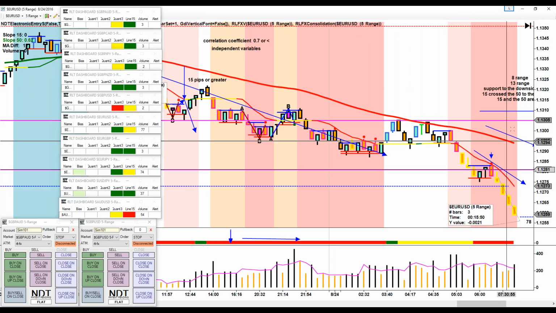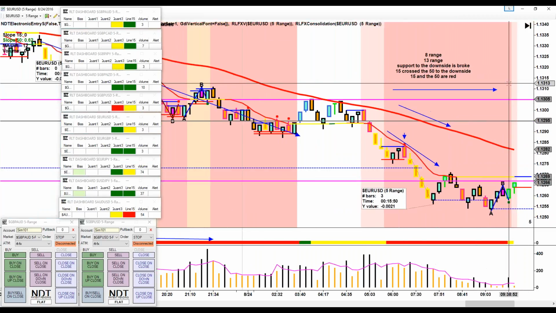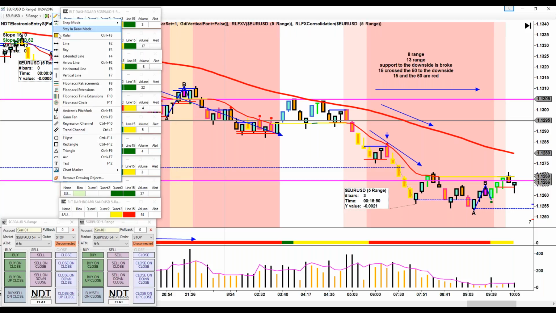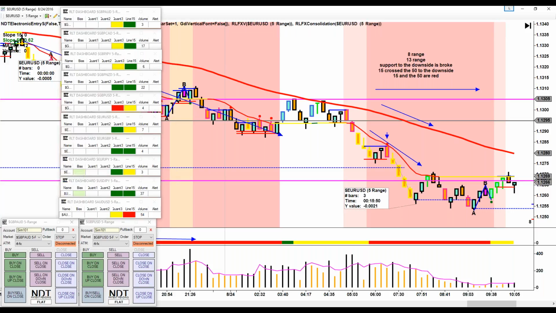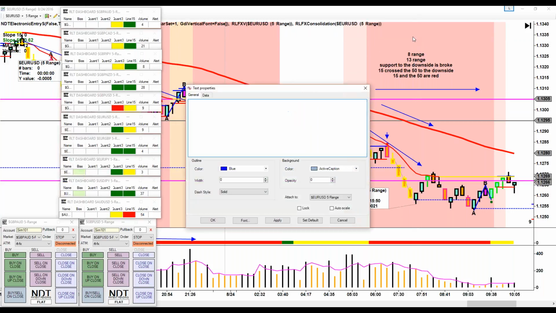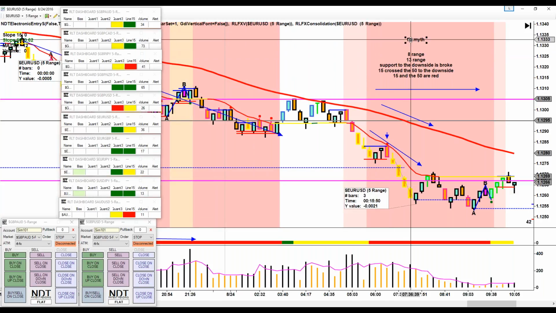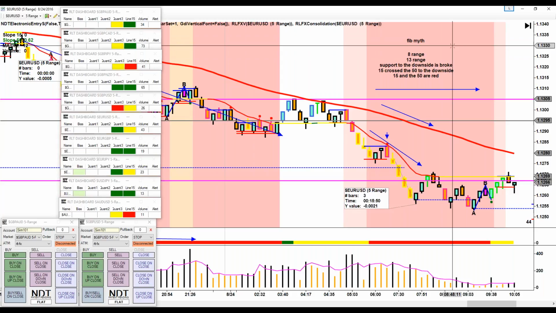Then the only other thing I wanted to mention, and I know it's heretical to say it, is the Fibonacci myth. I'll just shorten it to the Fib myth. I don't know who's in the room. I've disseminated this information in webinars in the past.